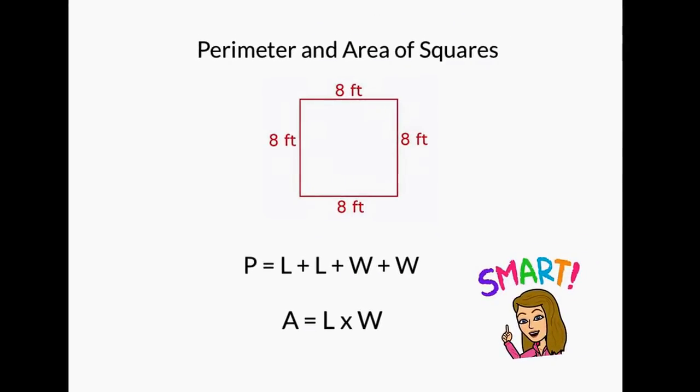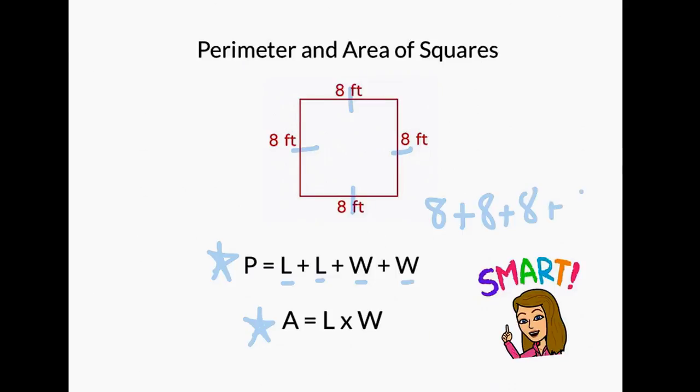Now that we're pros on rectangles, we're going to go on to finding perimeter and area of squares. The nice thing about this is, folks, it's the same formula. How nice and simple is that? So perimeter, again, distance around the outside of our figure. So I'm just going to add up the lengths plus the widths. And this time, because a square has all equal sides, I'm just adding 8 4 times.